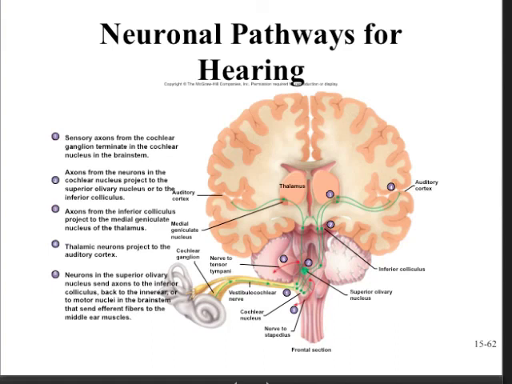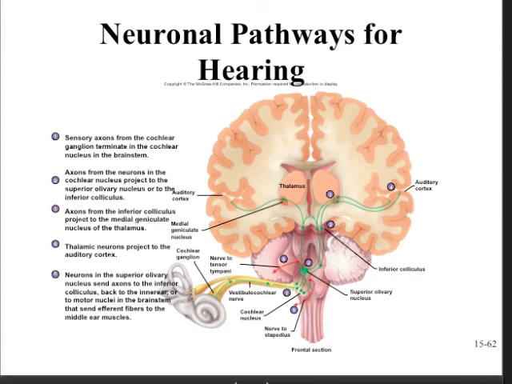So sensory axons from the cochlear ganglion terminate in the cochlear nucleus in the brain stem. Axons from the neurons in the cochlear nucleus project to the superior olivary nucleus or to the inferior colliculus, and axons from the inferior colliculus project to the medial geniculate nucleus of the thalamus. Remember the thalamus's role as the brain's sensation router. Okay, it basically directs input that comes from the brainstem to the appropriate area on the cerebral cortex, so that we can then assign that sensation a category.